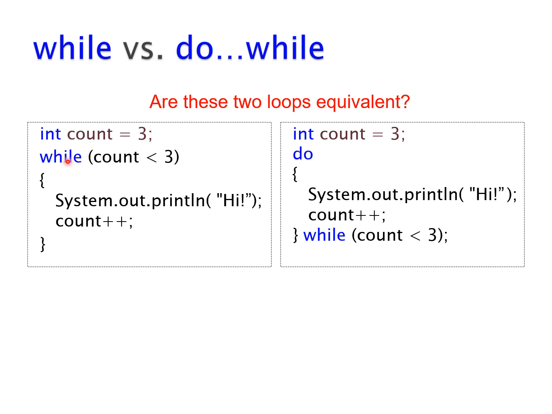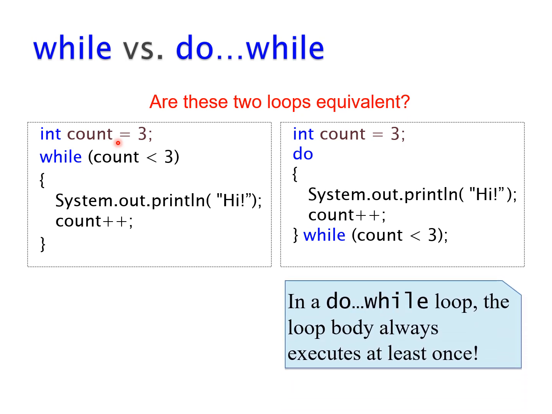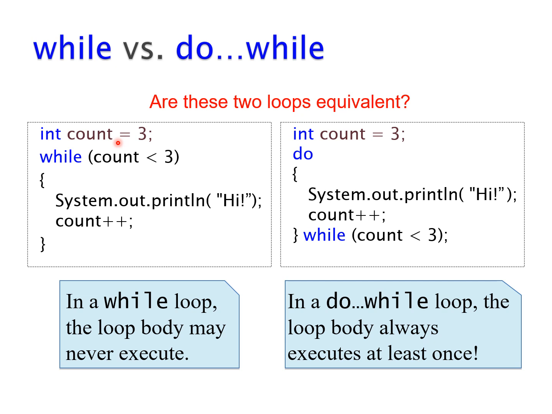And so in the while loop, the condition is false initially. Therefore, the loop body doesn't execute. But in the do while loop, the loop body is executed before the condition is tested for the first time. So therefore, it still prints out the word hi in the do while loop, but it doesn't print out the word hi in the while loop. So these two loops are not equivalent to each other. That is because of the initial value of the variable count. So in other words, in a do while loop, the loop body always executes at least once. Remember that. And in a while loop, the loop body may never execute.